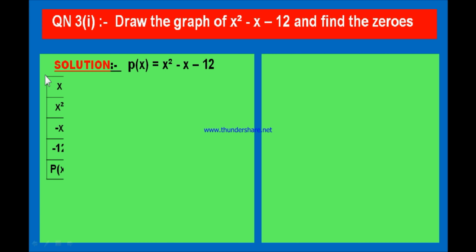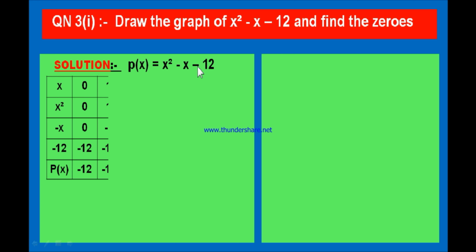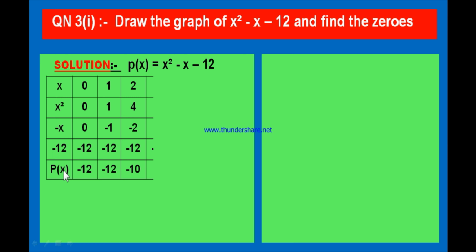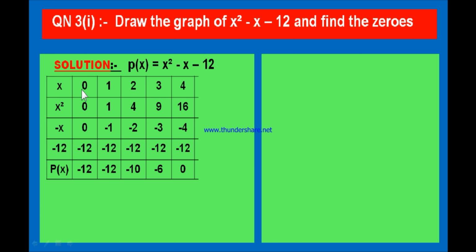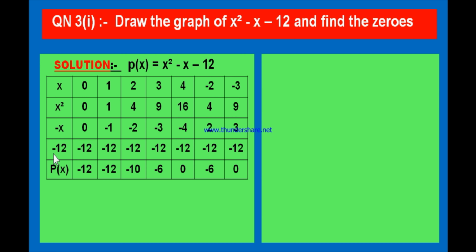Look at this table. First of all x value, next x square value, next minus x value, next minus 12 value. If we add these three values, you will get p of x. First of all let us consider x is equal to 0. If x is equal to 0, then x square means 0 square. 0 into 0 is 0. Minus x, minus 0 is again 0. And minus 12 is a constant number. It cannot be changed. Now add these three values. 0 plus 0 minus 12 is minus 12. Therefore the first point is (0, minus 12).